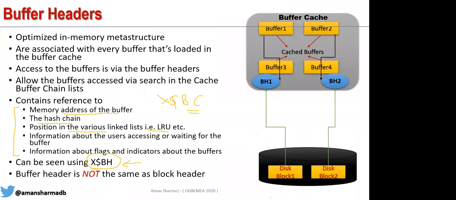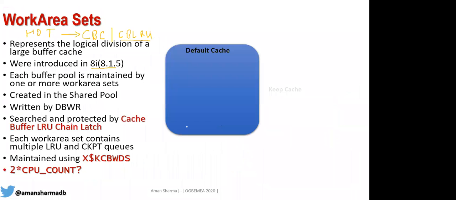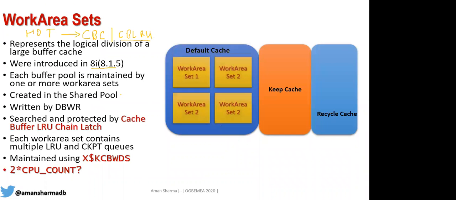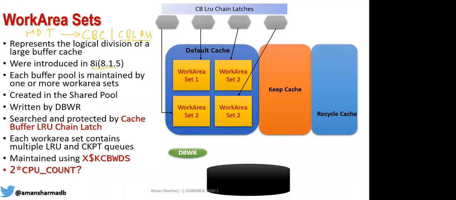That means if I want to load a buffer from my disk, let me go back to the previous. So if I want to load a buffer from the disk to the buffer cache, I need to find out for this particular buffer a free buffer in my memory structure of the buffer cache. Now this finding out the free buffer is done by the cache buffer LRU chain latch. That means if we do find out that there is a lot of contention on this cache buffer LRU chain latch, and it is actually being shown in my AWR in the top 10 events, that means I am not having enough free buffers in my particular buffer cache.